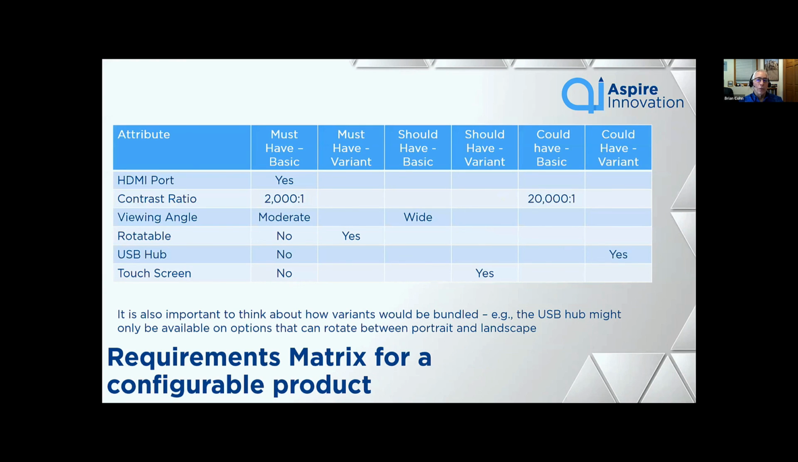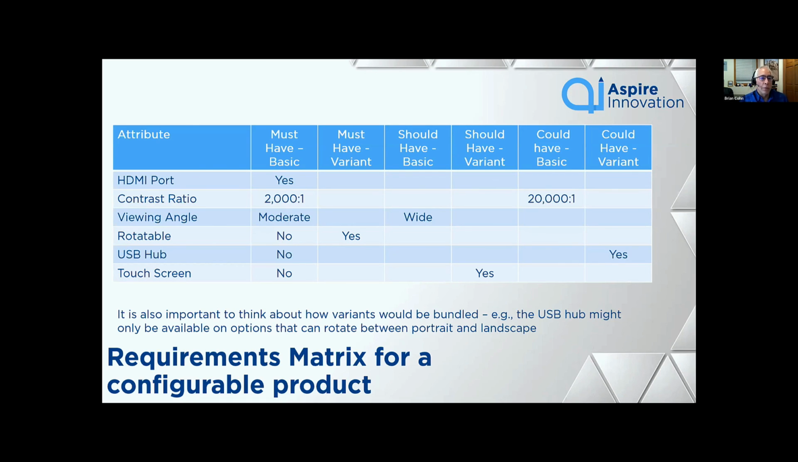And it gets us into a situation where, if we just have that standard must, should, could model, we get really confused really quickly about what we need to have in some core or basic model, and what we want to make available as a variant.